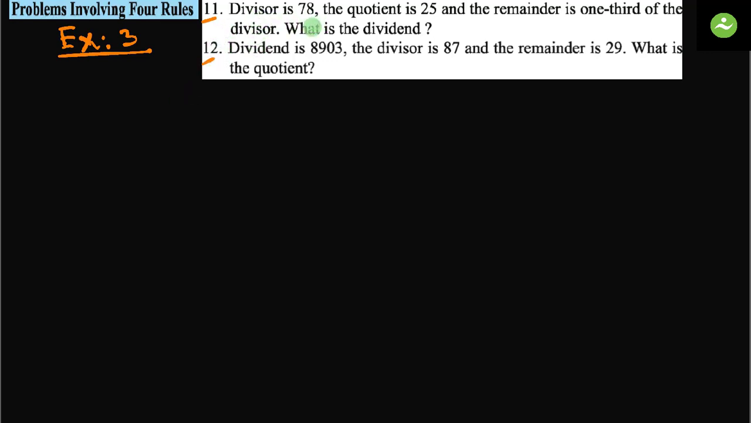Divisor is 78, the quotient is 25, and the remainder is 1/3 of the divisor. What is the dividend? We know the divisor, quotient and remainder. We know when we divide something, the number that we divide is known as dividend.